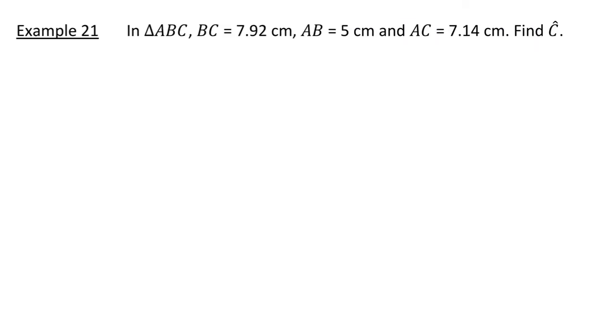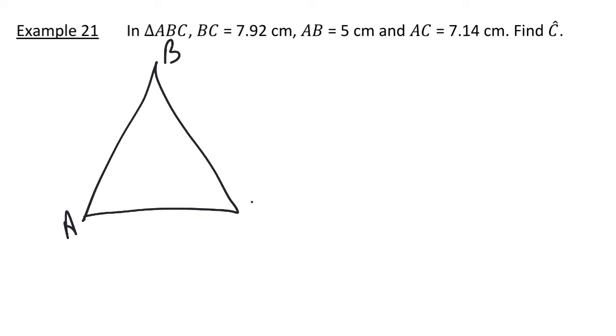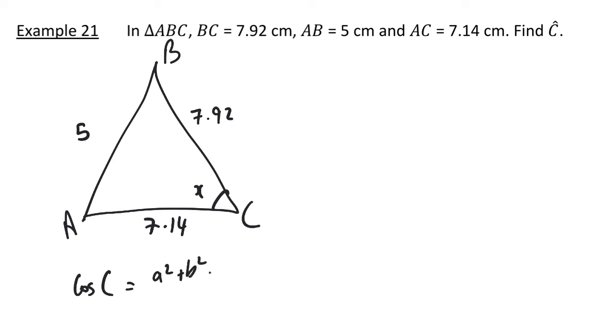Example 21, triangle ABC. So let's get a triangle drawn. BC is 7.92, AB is 5, and AC is 7.14. And we're trying to find angle C, so let's call that X. So for angle C, we're going to have the cos of C, so it's the other two sides, so A squared plus B squared minus C squared over twice the product of AB.